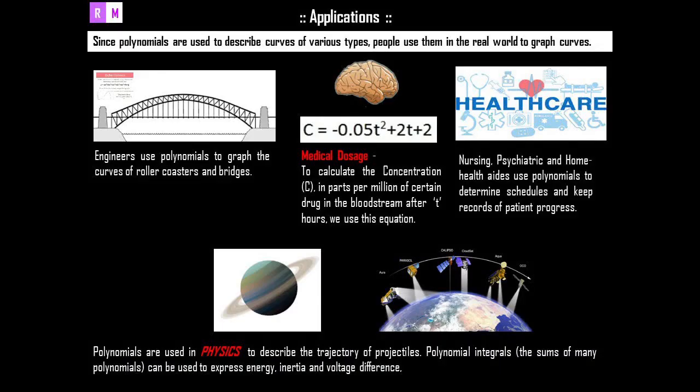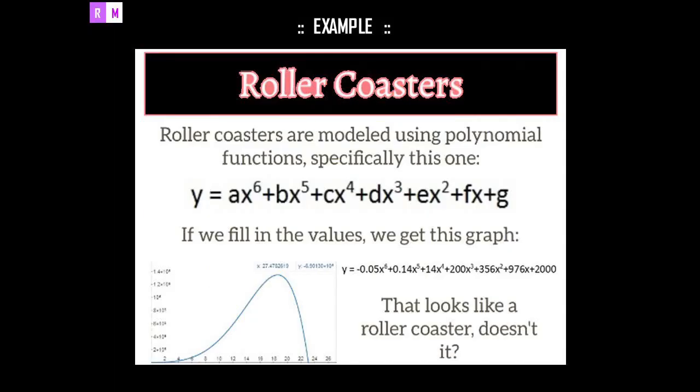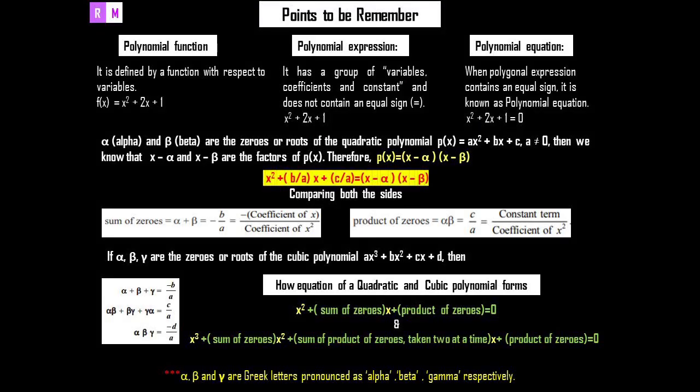Here are some real life applications of polynomials. We can use them in construction, healthcare, and also in physics to describe the trajectory of projectile motion. By using this given equation, we can create our own roller coaster model, where x represents the lengthwise measurement and y represents the height of the roller coaster. In the points to remember section, I will highlight the important parts of this chapter.